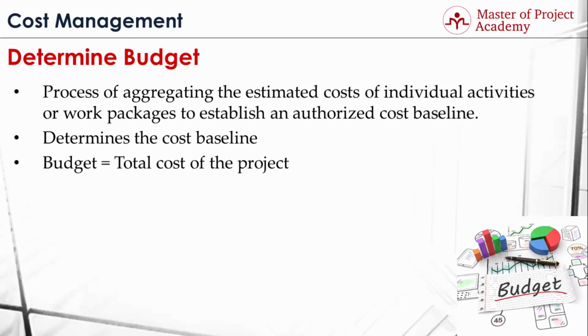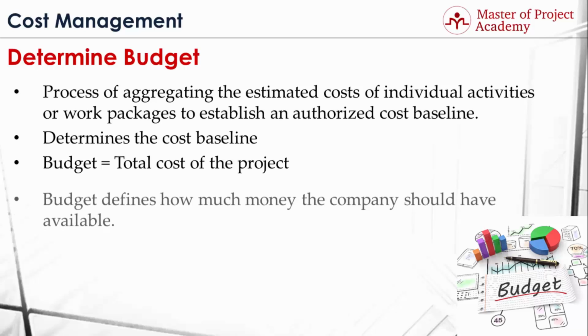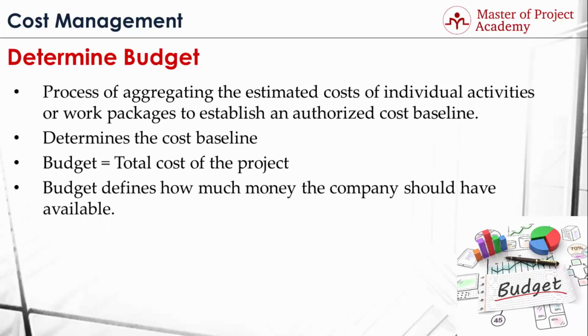Project budget refers to the total cost of the project. You might be hearing project budget and project cost frequently. These actually refer to the same thing, and represents the total amount of money that needs to be spent on project activities to complete and deliver the agreed project scope. In other words, budget defines how much money the company should have available to complete the project. Based on the determined project budgets, organizations or companies align required amount of money to fund projects.